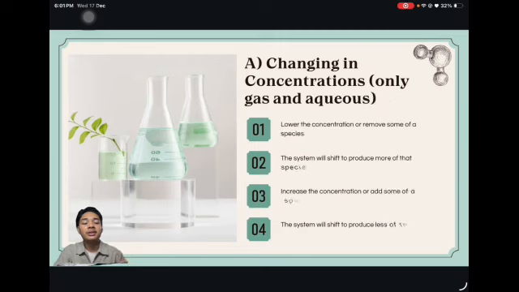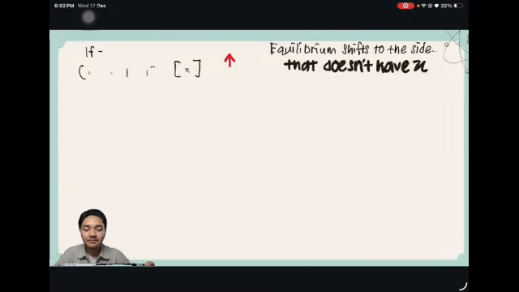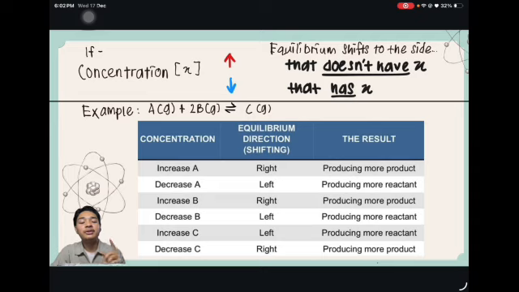Next, a change in concentration applies only to gas and aqueous species. Number 1, lower the concentration or remove some of the species. Number 2, the system will shift to produce more of that species. Number 3, increase the concentration or add some of the species. Number 4, the system will shift to produce less of that species. If the concentration increases, the equilibrium shifts to the side that doesn't have X. If the concentration decreases, the equilibrium shifts to the side that has X.